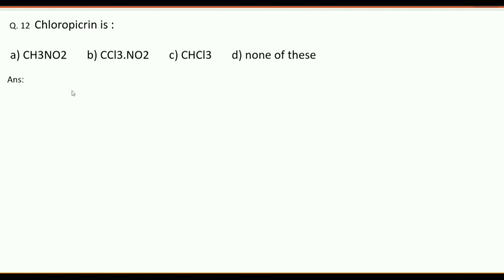Question, chloropicrin is CH3NO2, CCl3NO2, CHCl3, none of these. CHCl3 is chloroform. And chloropicrin means definitely there will be a chlorine. C, N, double bond O, single bond O, then a chlorine, then Cl, Cl. So CCl3NO2, that is chloropicrin.